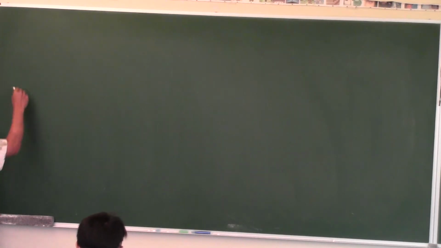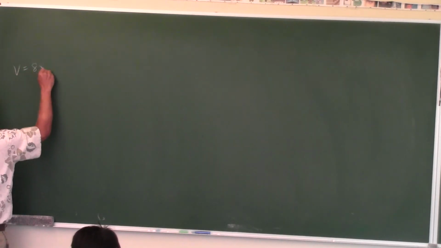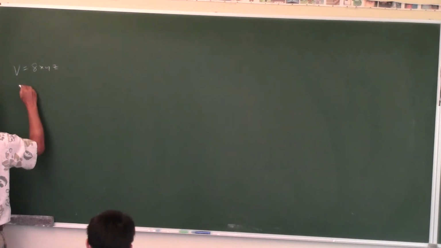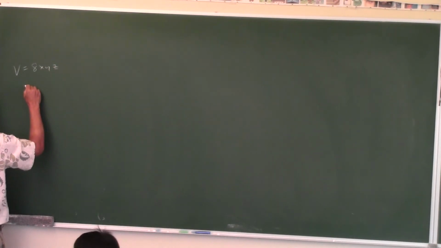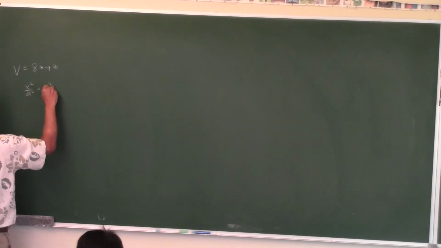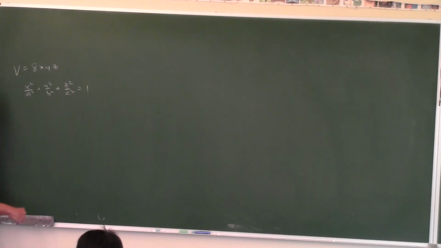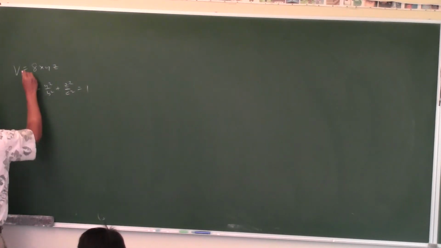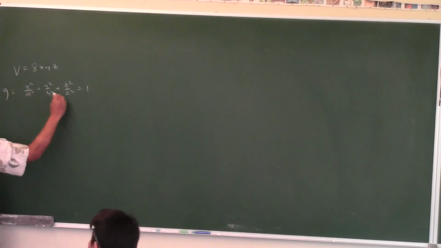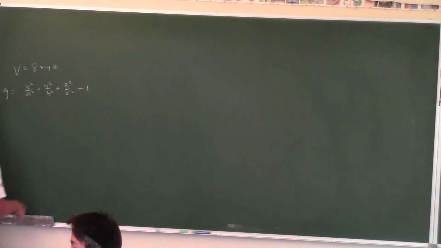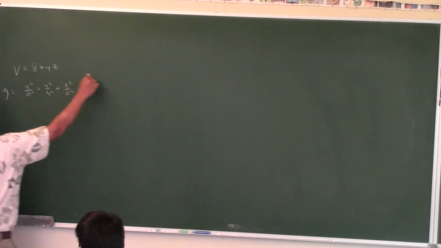Okay, what was the problem? We're maximizing the volume 8xyz with the side condition of an ellipsoid, x squared over a squared plus y squared over b squared plus z squared over c squared equals 1. Is that correct? I think so. So this would be the f, and g would be this, but you gotta make one side 0.